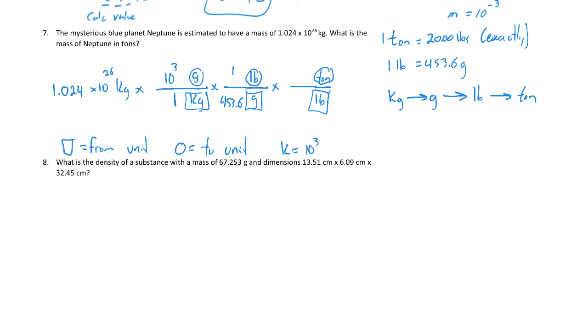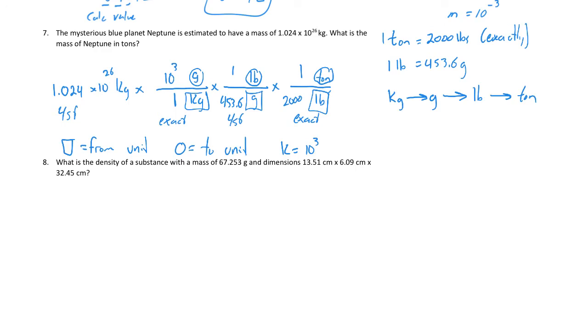Now we're at the last conversion factor, which is tons and pounds, and we see that 1 ton is exactly 2,000 pounds. Now let's write down our significant figures. This has 4 significant figures. This is exact, so it doesn't matter. This has 4 significant figures, and this is exact, so it doesn't matter.